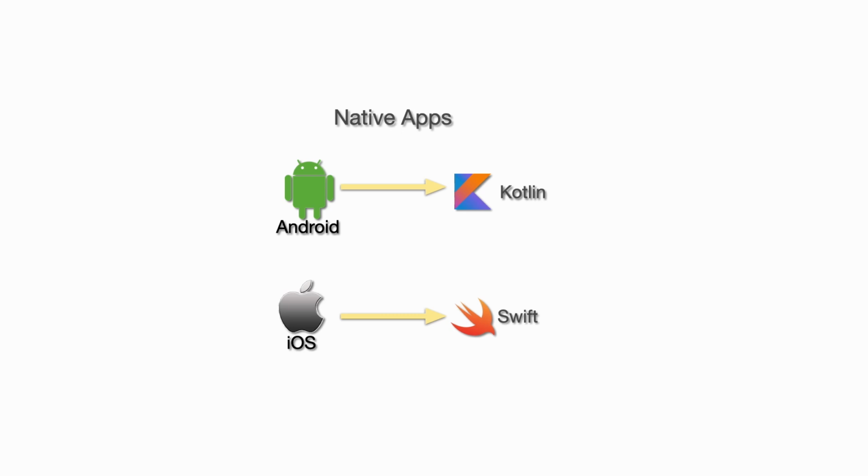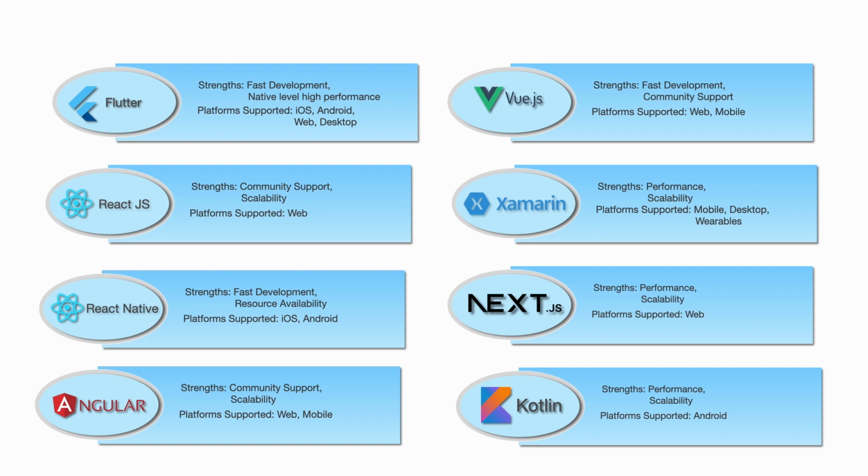If you really need to develop a native app for Android or iOS due to some very specific requirements like GPU intensive games or advanced hardware accelerations, or to implement features like augmented reality or virtual reality, then of course you have native app frameworks like Kotlin for Android and Swift for iOS. Here is a summary of major strengths and platforms supported by popular front-end stacks.